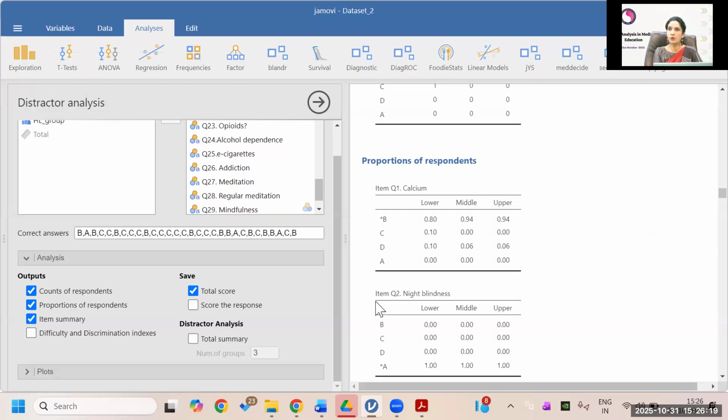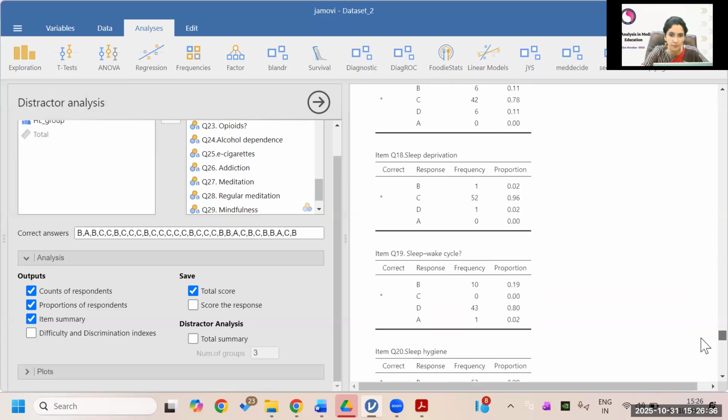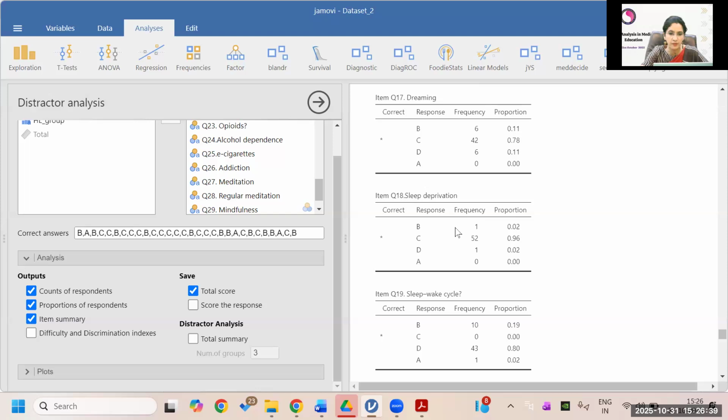Okay, so Dr. Dilip, how to identify a functional distractor? That we have discussed, that any distractor that is picked up by more than 5% of the total test takers, we call it a functional distractor, and you can get it from the item summary. If you see the item summary, it gives you the percentage of all the options. So you can see here, like sleep deprivation. If C is the key, so B, D, A are the distractors. You can see 2%, 2%, and 0% have picked them up. So all the 3 distractors are non-functional. That means there are 0 functional distractors. So this is how we detect the distractor.